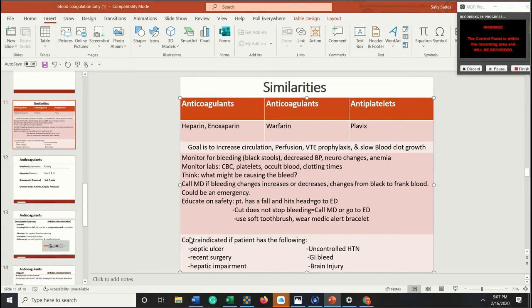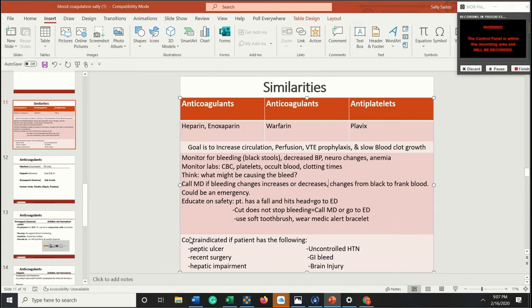So using a soft toothbrush, so they don't irritate their gums too much, and they should be wearing a medical alert bracelet when they're on these medications, so that if they are in an emergent situation, the paramedics can see this and know that they're at risk of bleeding, and then the appropriate tests can be done if maybe they're nonverbal at the time. So let's talk about things that are contraindicated for the patient to be on some of these medications, and these are just a few of them.